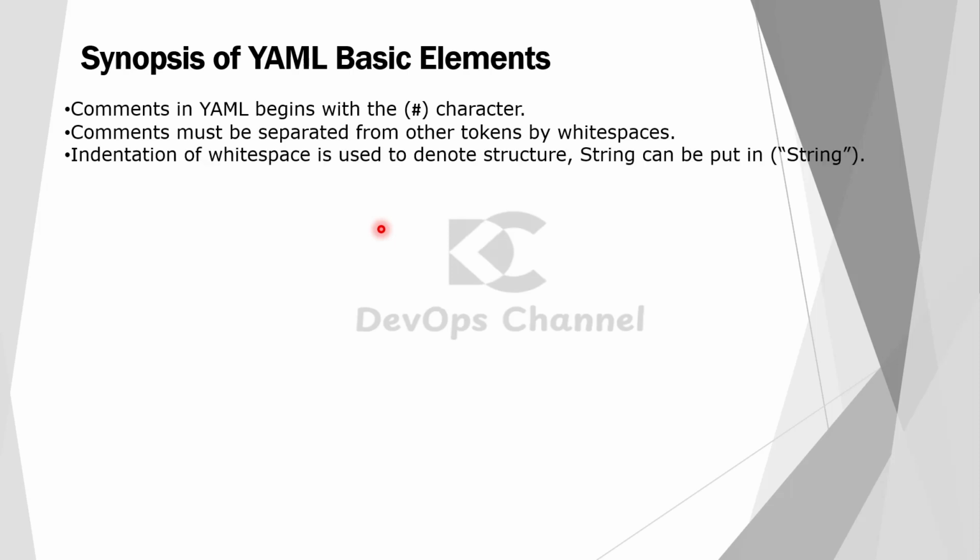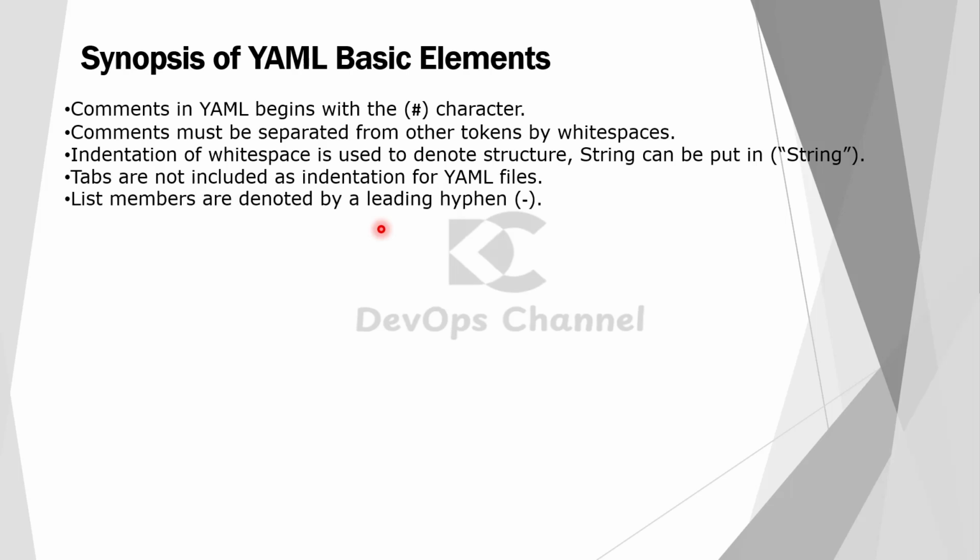Next, indentation of white space is used to denote structures. Also, strings can be put in double quotes. So if you are putting anything in key value pairs, like a message such as hello world, it should not take hello and world as two elements, so you can put them in double quotes. Tabs are not allowed as indentation in a YML file. This we have already understood, and you can use one space or two spaces instead.